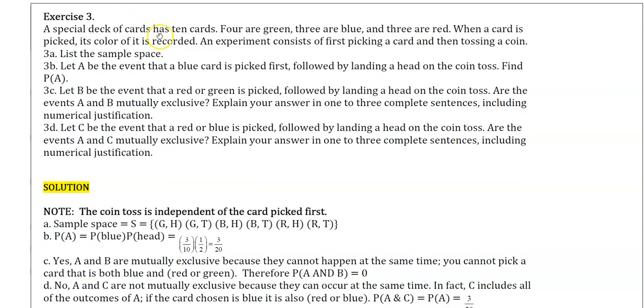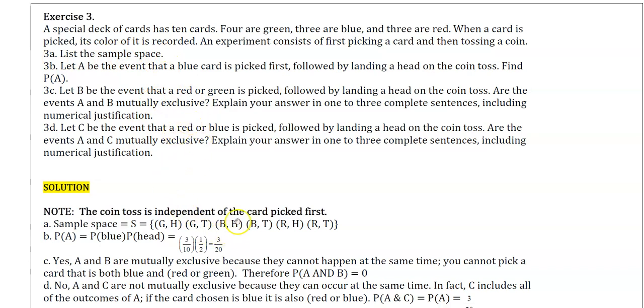So the deck here that we're dealing with has 10 cards, of which 4 are green, 3 are blue, and 3 are red. When a card is picked, its color is recorded, and then we toss a coin, and then we assume that it's a fair coin. That is, the heads and tails are equally likely. So let's go ahead and list the sample space.